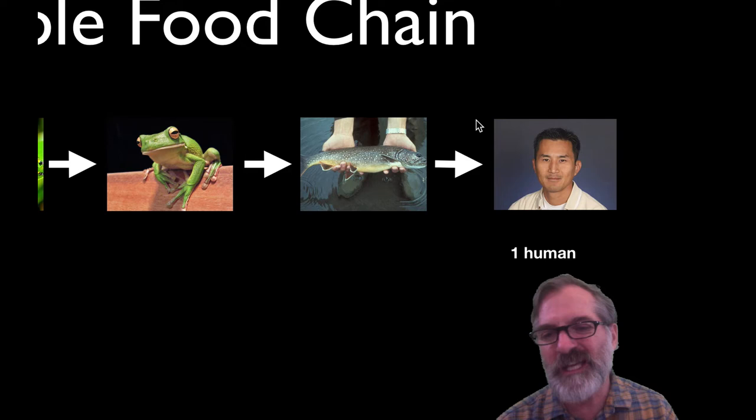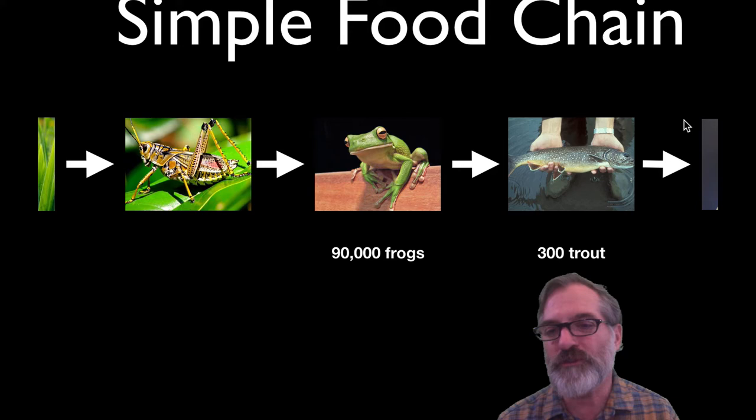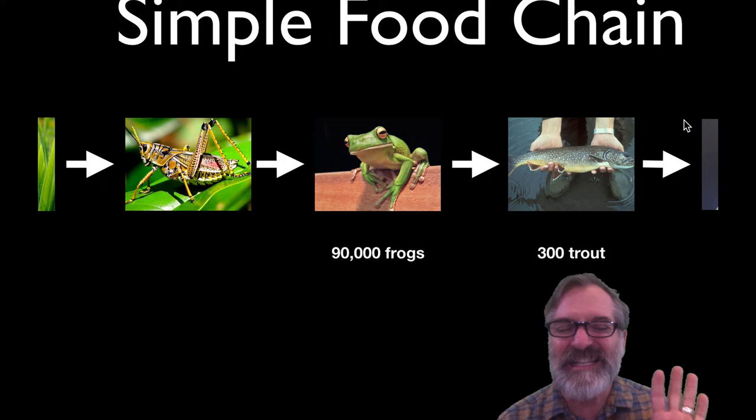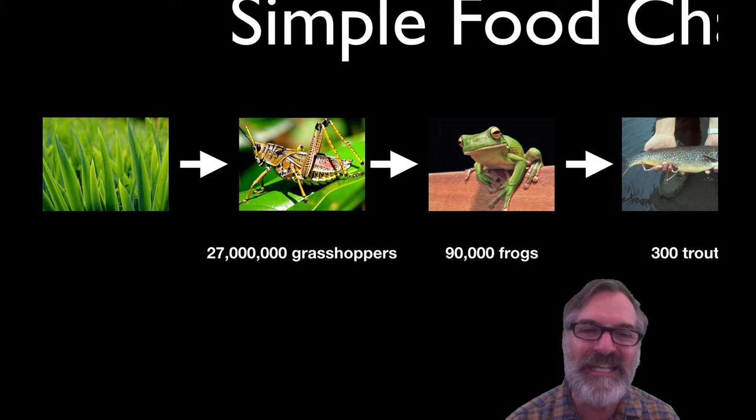Let's say if he ate one fish a day, or maybe close to one fish a day. So within a year, let's say he eats 300 trout. That would be enough food, energy, calories to support one human. But those 300 trout are going to need to eat something to survive. And so let's say for those trout, they're going to need 90,000 frogs to support 300 trout for 1 year. Okay, so 90,000 frogs. Well, those 90,000 frogs need to eat grasshoppers. And so they're going to have to at least eat 27 million grasshoppers within 1 year to support 90,000 frogs. And a herd of 27 million grasshoppers are going to need at least 1 ton of grass to survive for a year. So very simple food chain.